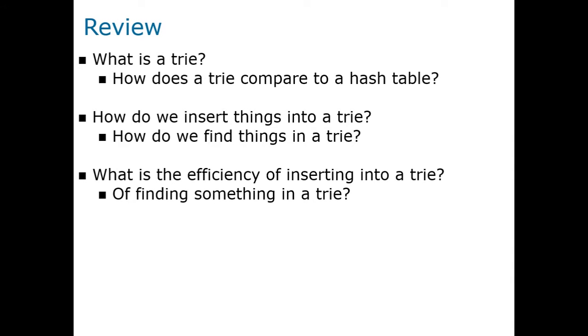And so finding things, I kind of already walked through that example, right? Check the first node pointer, hopefully it exists. Check the second node pointer, hopefully that exists. Check the next one until you get to the last character, and then you hopefully see that Boolean marked as true. If it is, then the word's there. If it's not, then the word is not there.